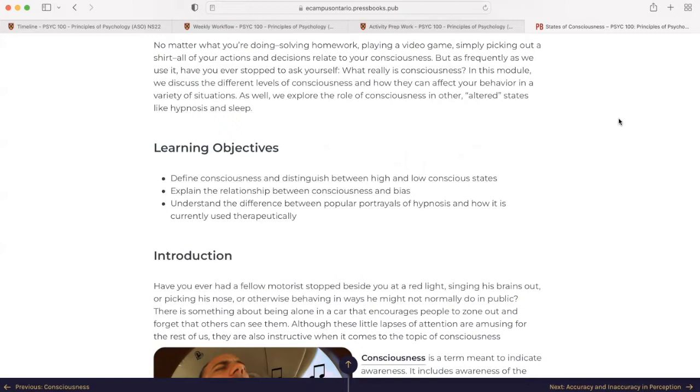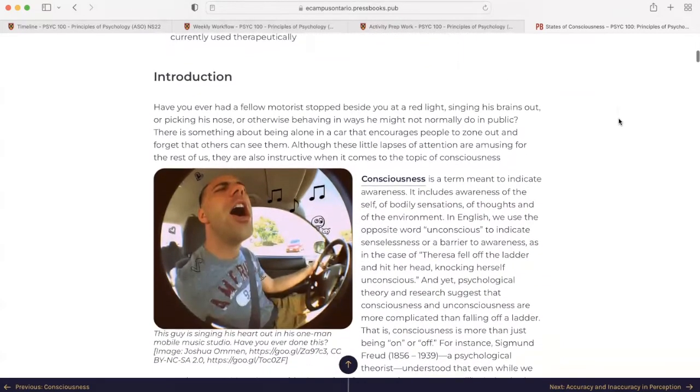As usual, we will focus on the learning objectives as outlined: define consciousness, and distinguish between high and low conscious states. So keep these things in your mind. Explain the relationship between consciousness and bias. And finally, understand the difference between popular portrayals of hypnosis and how it is currently used therapeutically. I'm excited. I hope you are too.